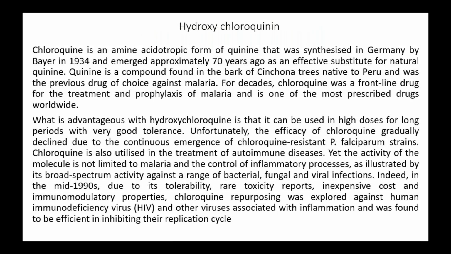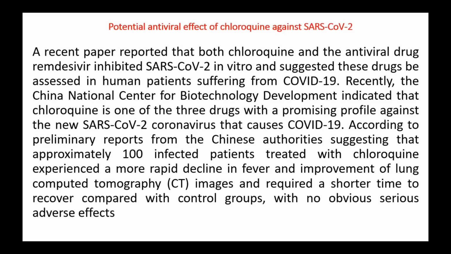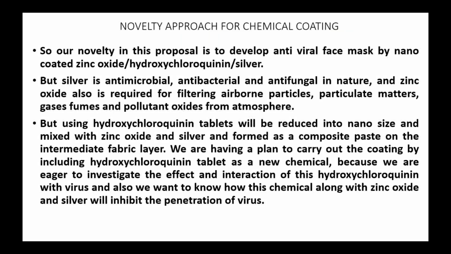Chloroquine is an amine acidotropic form of quinine that was synthesized in Germany by Bayer in 1934, and it emerged approximately 70 years ago as an effective substitute for natural quinine. Quinine is a compound found in the bark of cinchona trees, which are native to Peru. It has cured many patients. Around 100 infected patients were treated and they were cured when compared with the control.